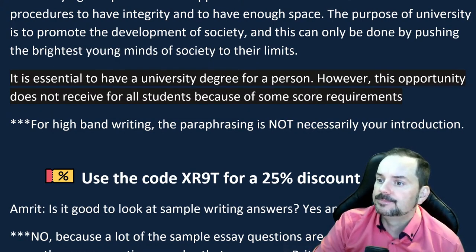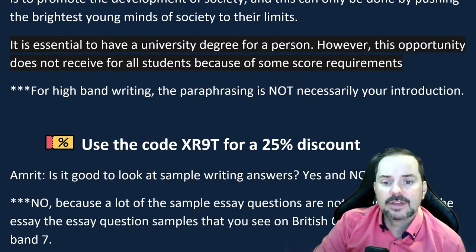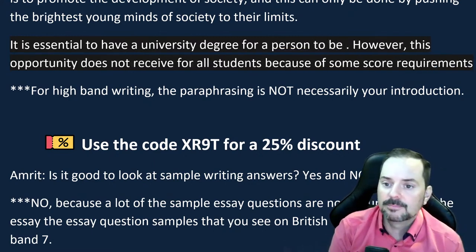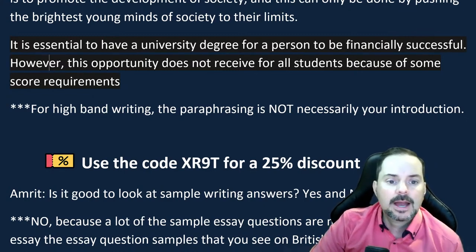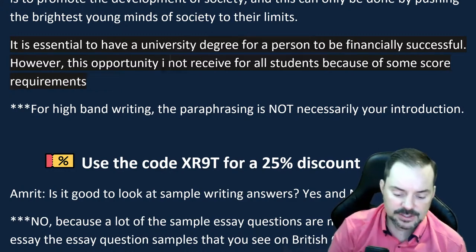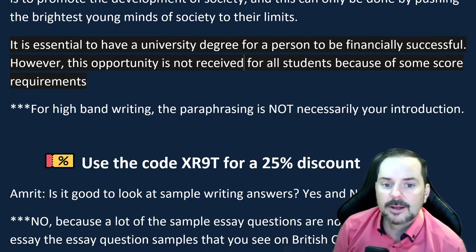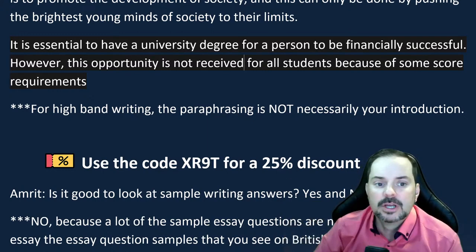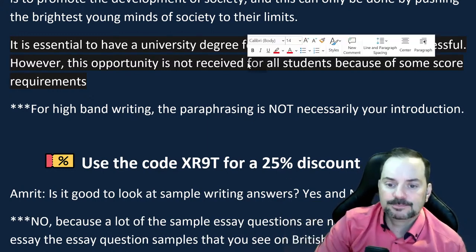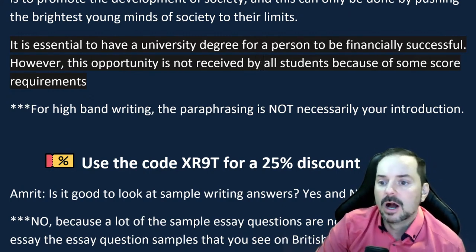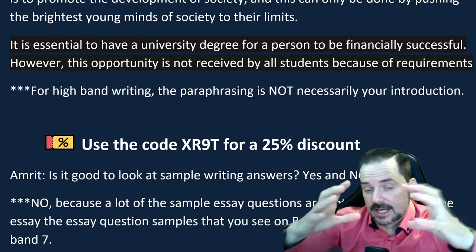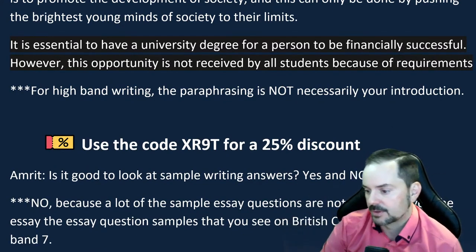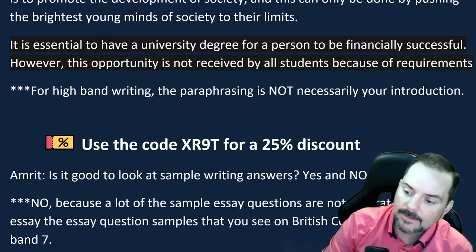All right. So it is essential to have a university degree for a person to be successful or financially successful. Not always, but in many cases. Yeah, absolutely, Rashika. However, this opportunity is not, instead of does, is not received. This is passive, Rashika, because it is received by the person. So, however, this opportunity is not received by all students because of requirements. You don't need the sum score, okay, because of requirements. So be concise. Okay, that's the other element that you're always wanting to work on. Okay, requirements. All right.